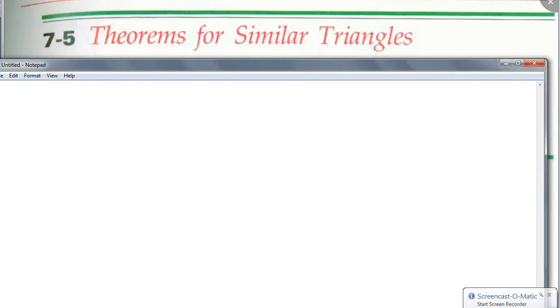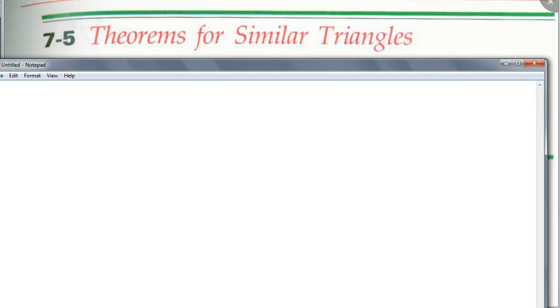Okay, so theorems for similar triangles is our topic for today. We're going to learn two theorems about similar triangles. Before we do that, let's review. Last time, we learned a postulate for similar triangles. What was that postulate? Yes, the angle similarity postulate. Correct. It was the angle similarity postulate, right?